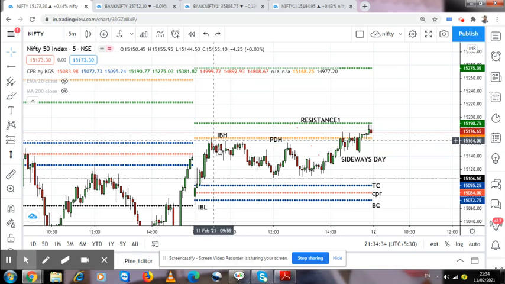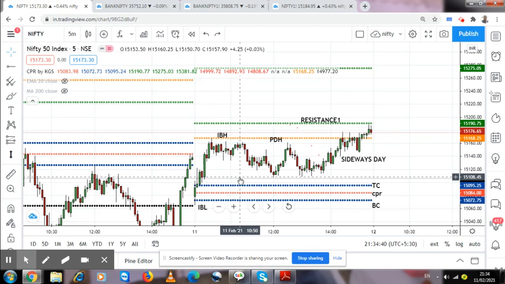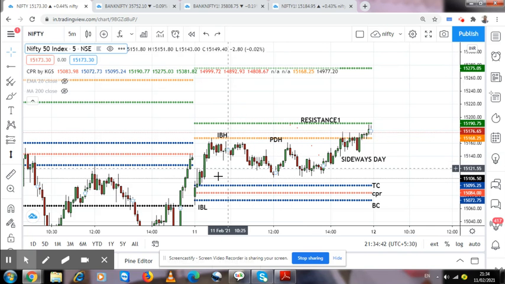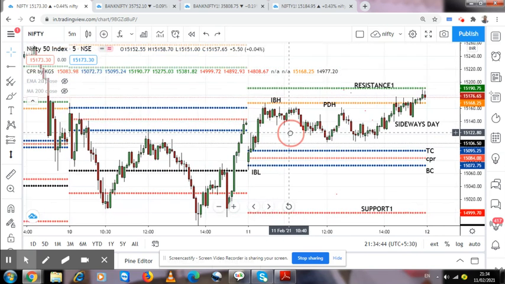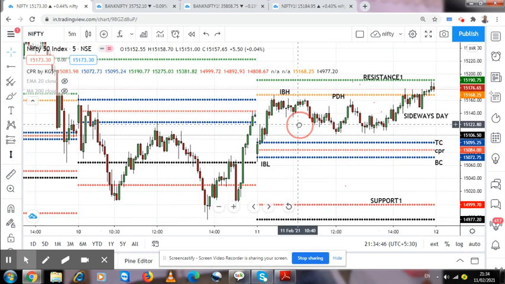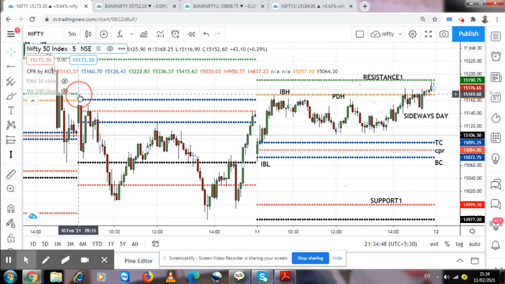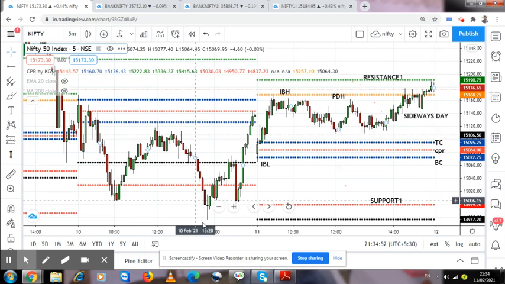I could have gone here and shorted here as well, but I was not looking for that, because yesterday the price actually moved almost 180 points. You can see there, this is almost 15,180, and the low it made was 14,980. So yesterday was a kind of wide range day, not a trading range play.